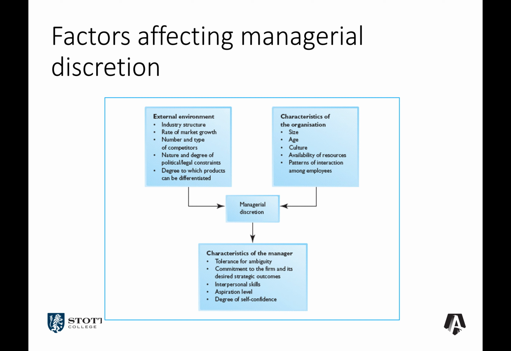And finally, the characteristics of the manager themselves. Strategic decisions are always about ambiguity, so a manager with low tolerance for ambiguity has a factor that affects their ability to have managerial discretion. The commitment to the firm and its desired outcomes influences whether or not the manager will make decisions. Their interpersonal skills, because when you make a decision, you also have to sell it to others, but you may also want to gain information from others so that you can make a better decision.